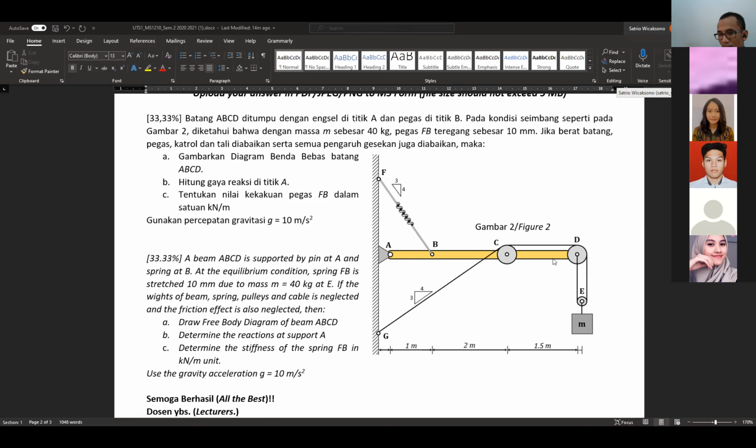Okay, so even the tension caused by the E, Pak. If I don't draw the E, the vertical force in D must be 0. Is it right? If you don't draw the E, no, I mean, there's only... how do I describe it.